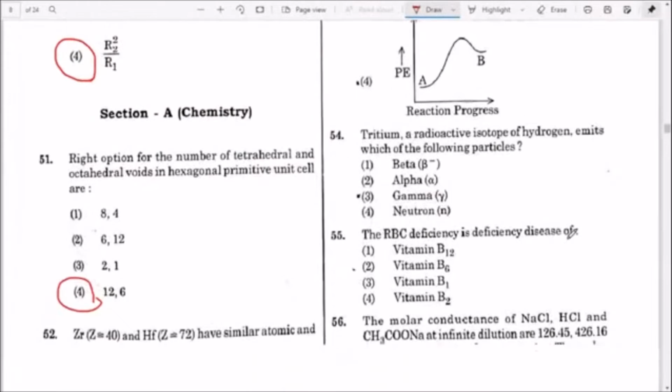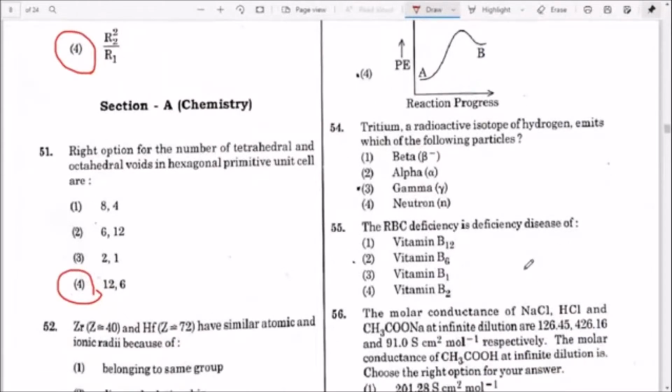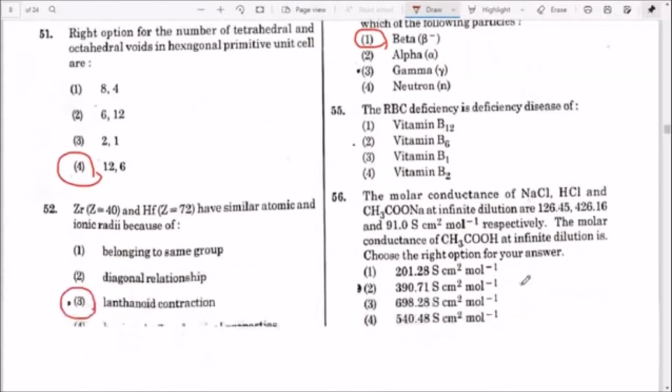Next, question number 54. Tritium, a radioactive isotope of hydrogen, emits which of the following particles? What will it give? Option number 1, beta particles. Yes. The RBC, red blood corpuscle deficiency, is deficiency disease of. See, this is a theoretical based question asked in chemistry. Yes, vitamin B12.